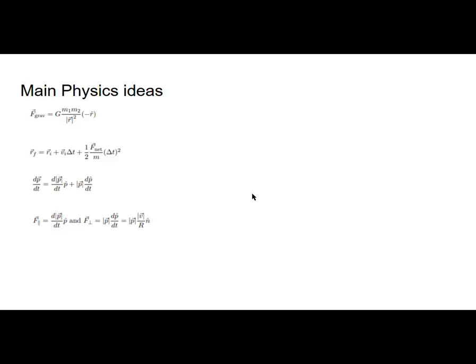Some of the main physics ideas were the fundamental gravity forces, position update formula, F-net parallel, and perpendicular. We use these principles to calculate new positions and velocities in both scenarios and update them over time to get a better understanding of what was going on in the system as a whole.